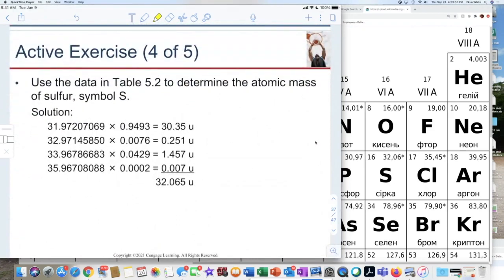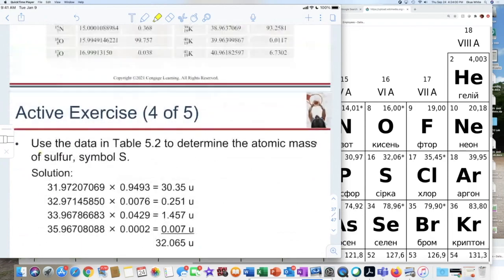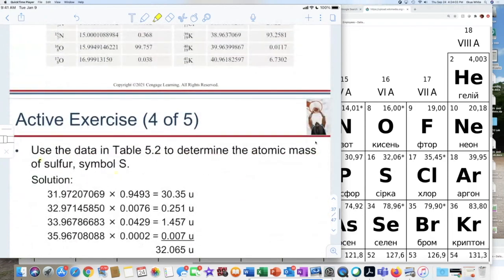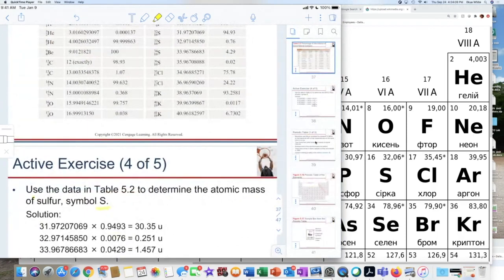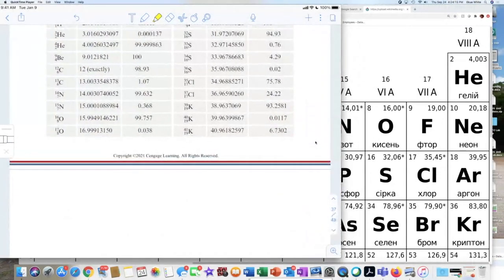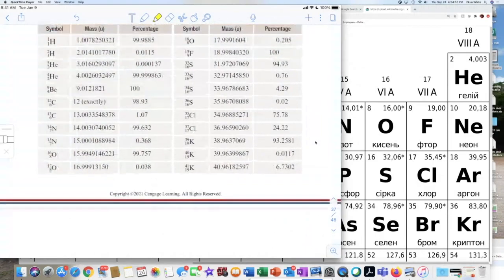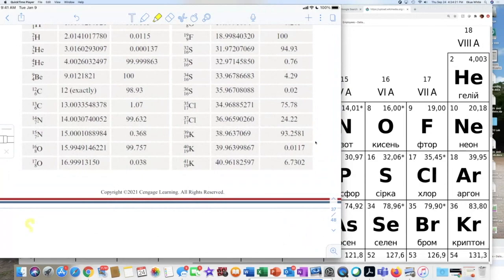For this one here, it says we're supposed to use this one here to figure out the atomic mass for sulfur. Okay, I can do that. I'll do it on a fresh page. Add a page. So for sulfur, we have how many sulfurs? We have 4 sulfur isotopes. The first is 94.93%, and the mass for that sulfur is 31.972. I'll round this up because the number just gets too long.